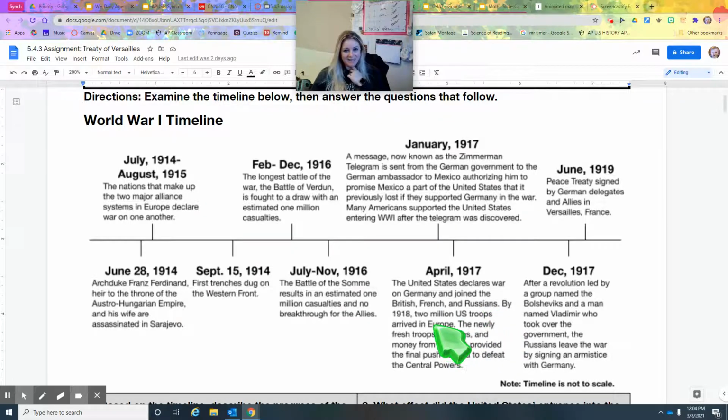By 1918, 2 million United States troops arrived in Europe. The newly fresh troops, supplies, and money from the USA provided the final push needed to defeat the Central Powers.